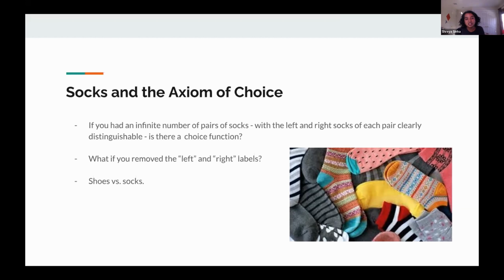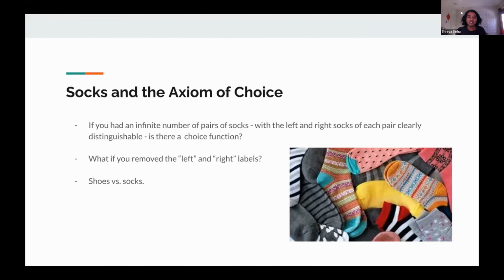However, if I have an uncountably infinite number of pairs of socks and I remove the left and right labels, then there's no way really for me to order these socks. There's no way for me to say, okay, always pick the left one or always pick the right one, because these socks no longer have those labels. The axiom of choice still allows me to do exactly what I've done before and have that choice set.